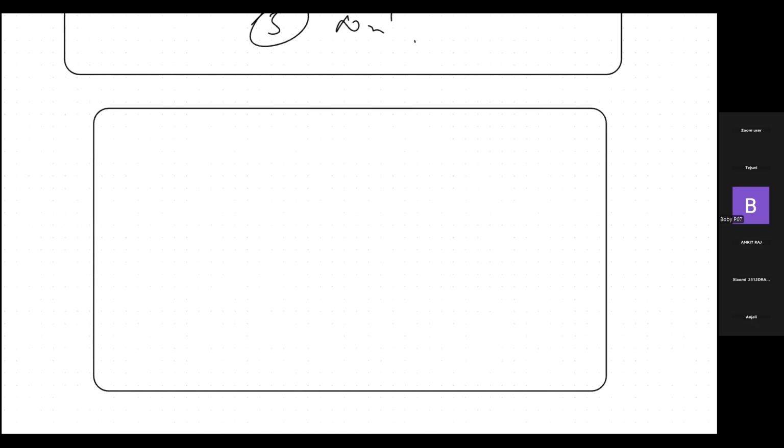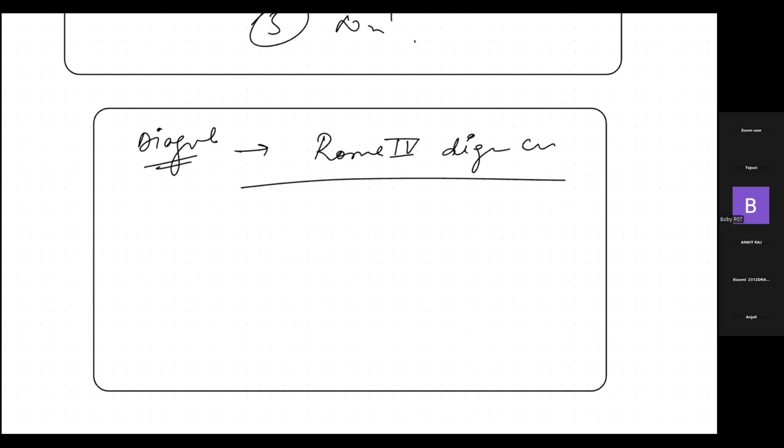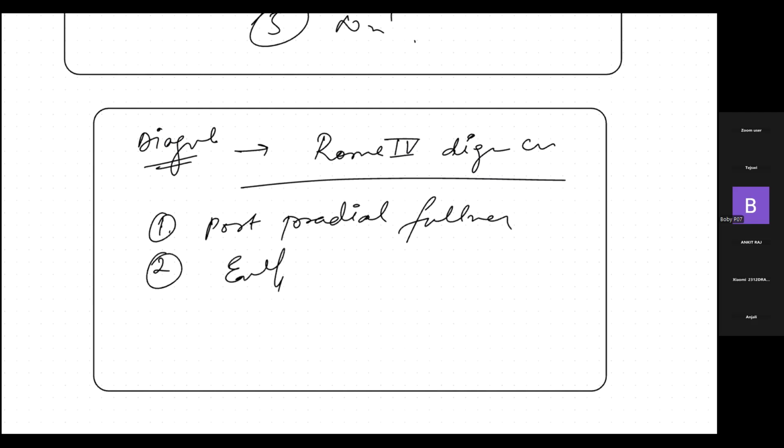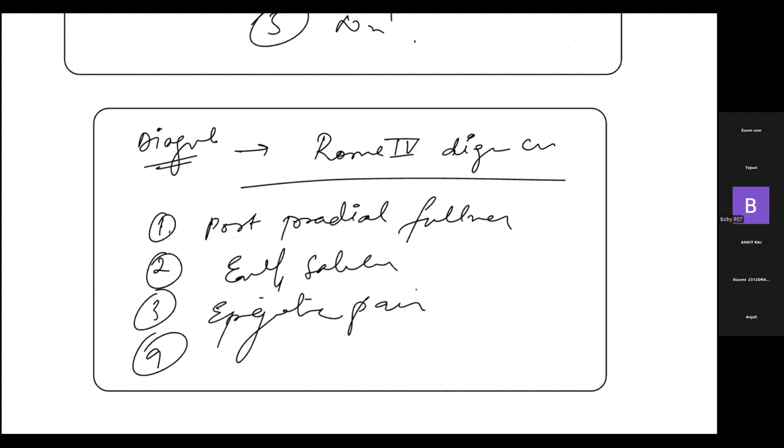Now what is the diagnostic criteria? We have the Rome 4 diagnostic criteria for this. Four things come under it. What are those four things? Postprandial fullness, then early satiety, then epigastric pain, then epigastric burning.